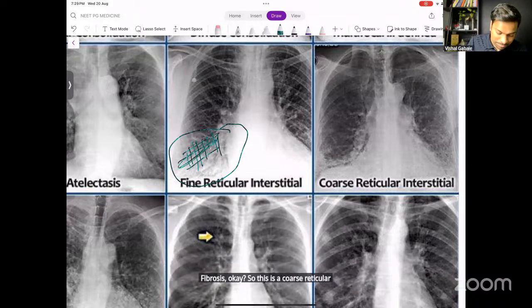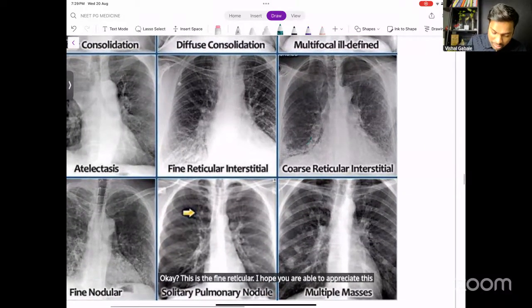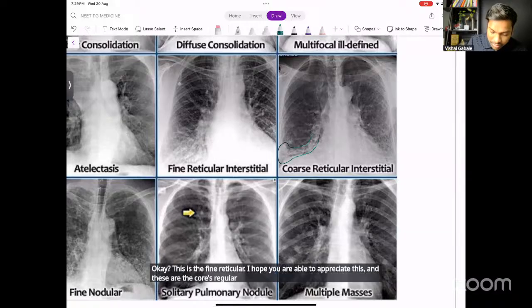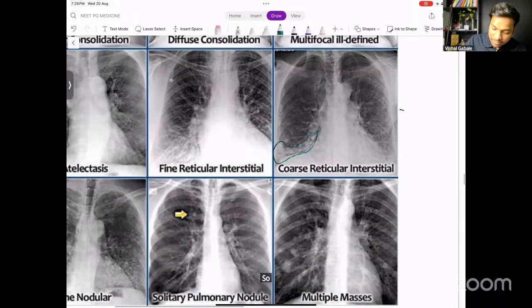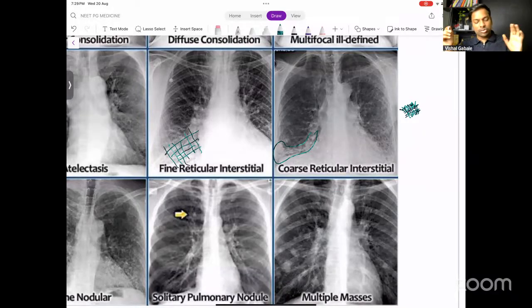See this. Okay, this is the fine reticular. I hope you are able to appreciate this. And these are the coarse reticular patterns, right? So coarse in the sense is like this. Okay, like this. This is the coarse, and this is the fine, right? So this is how the description of these reticular signs goes.